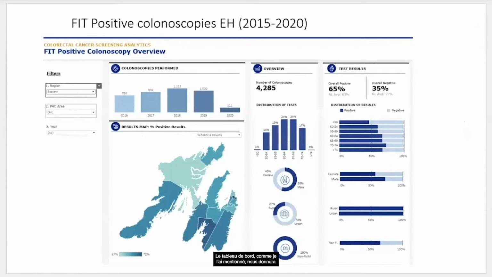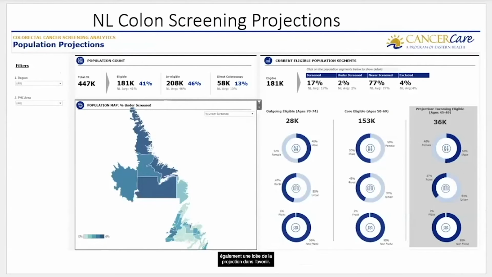The dashboard, as I mentioned, will also give us an idea into projecting into the future. As you can see here, it will break down those that we have deemed will age out of screening in the next 5 years and those that will come into screening. So it allows us to get a better idea of how to plan moving into the future, where we're going to need more resources or less resources. And if you were to click on any of these different colored zones in the province, you would get that breakdown along those screen in, screen out population.